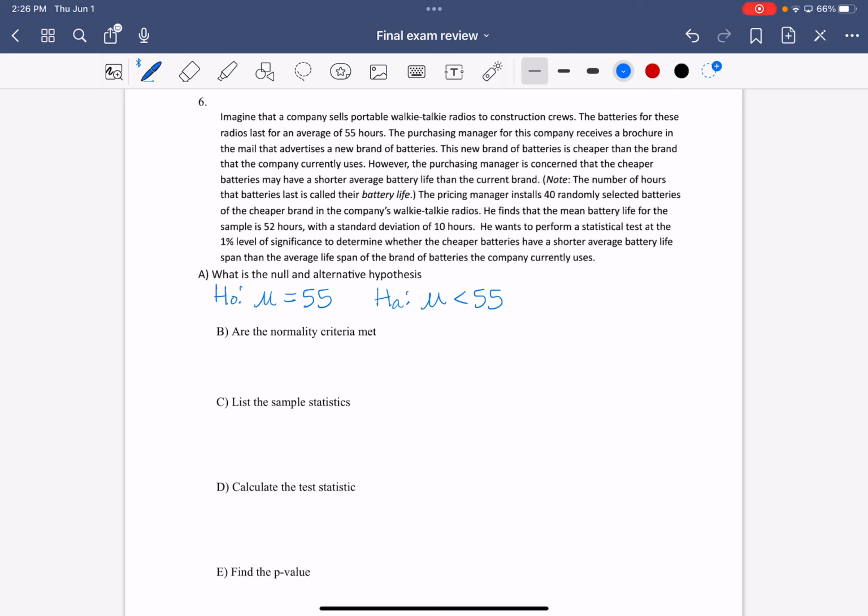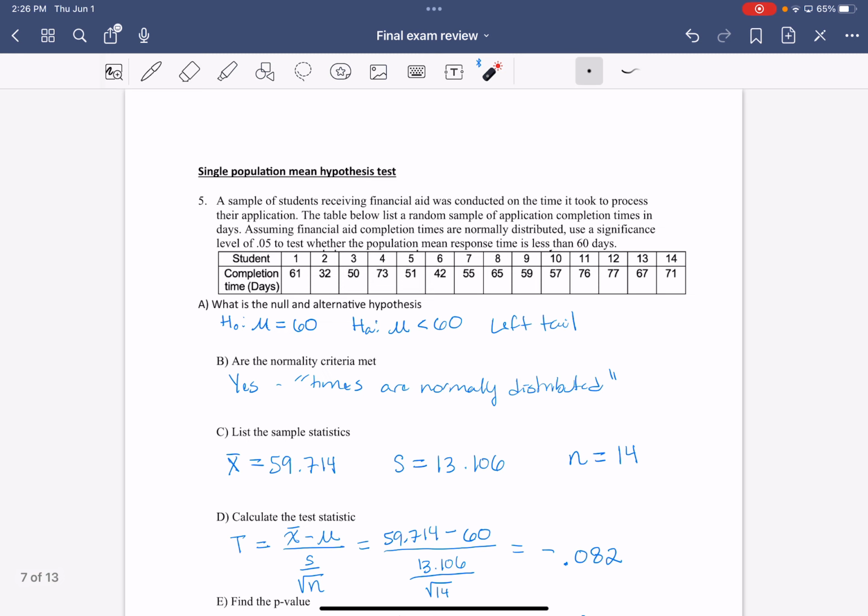Left-tailed, right-tailed, or two-tailed? Left, because it says shorter, right? That means we're looking at less. It doesn't actually say less than, but good point. It says the purchasing manager is concerned that the cheaper batteries may have a shorter average battery life. Shorter means less than the 55 we currently have. What type of question is this? We're still under the single population mean hypothesis test.